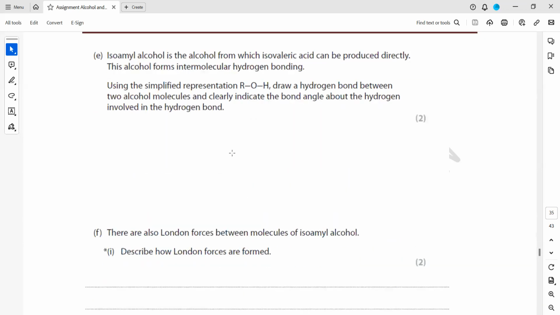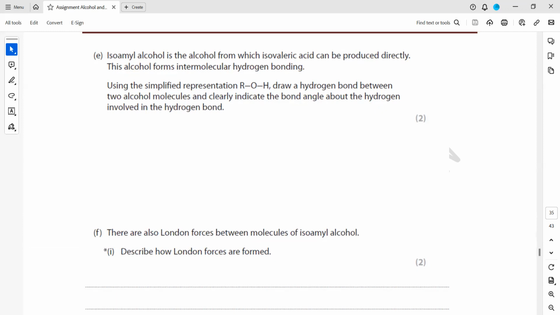Then we have isoamyl alcohol, an alcohol from which valeric acid can be produced directly. This alcohol forms intermolecular hydrogen bonds. Use a simplified representation of alcohol, ROH, to show how hydrogen bonds can be formed between two alcohol molecules, and clearly indicate the bond angle and the hydrogen involved in the bonding. So we have to show the hydrogen bond angle is always 180 and the lone pair.